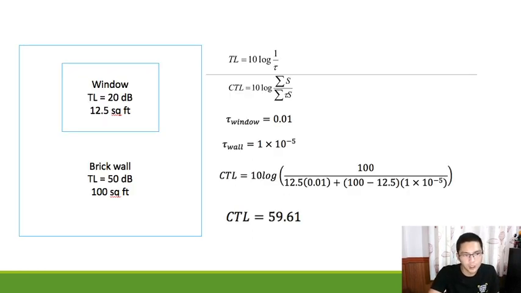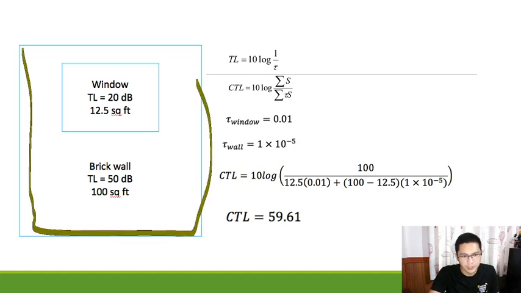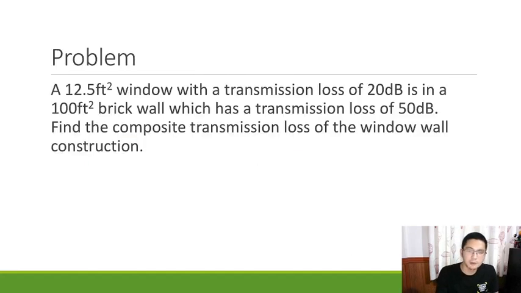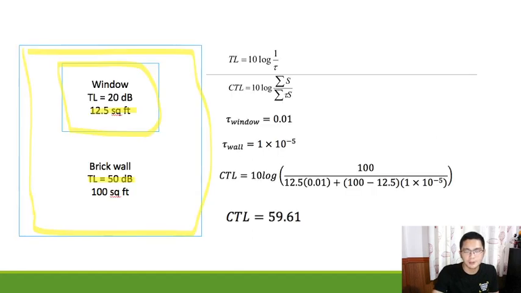Ito yung wall. And then on that brick wall, meron kang window na may transmission loss na 20 dB at ang size ay 12.5 square feet. Tapos yung brick wall naman daw na to, yung transmission loss niya is 50 dB. So, ang hinahanap sa atin ngayong class is the composite transmission loss. So, if that's the case, we just have to use this formula.